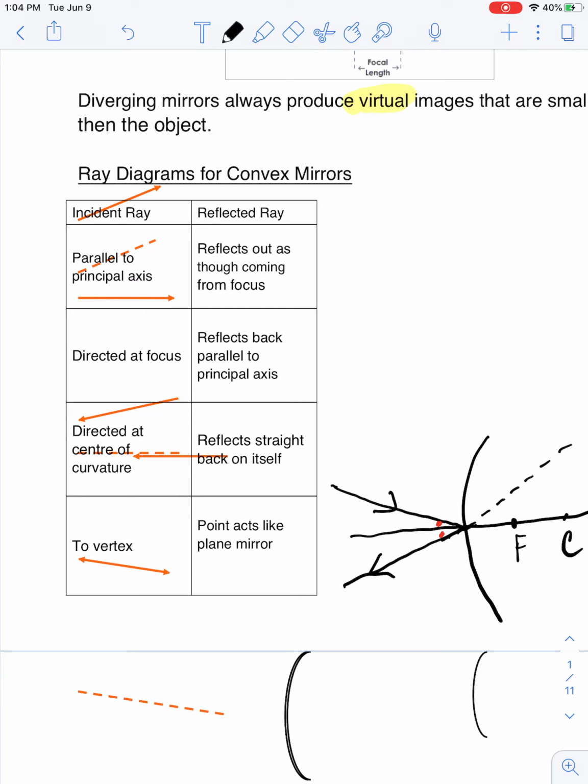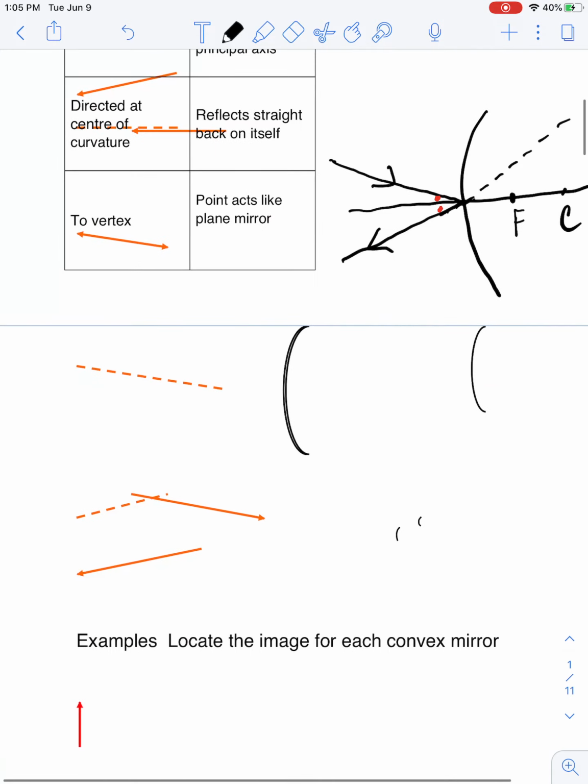Okay. So there are your 4 types of ray diagrams you can do. Remember, you only need 2 to get a good intersection point. But sometimes you can't use 1 and 2.